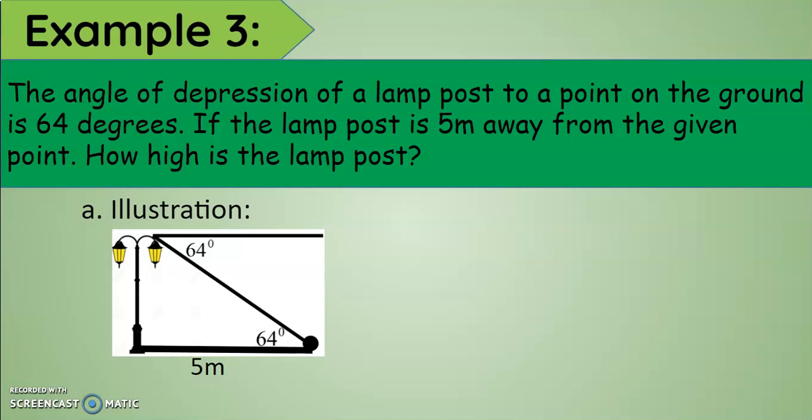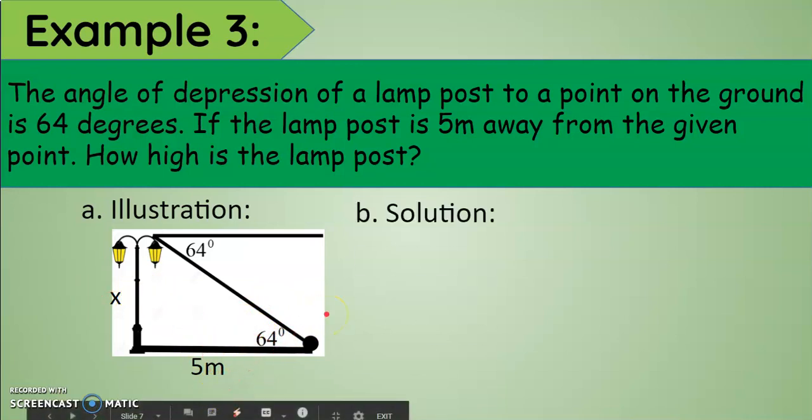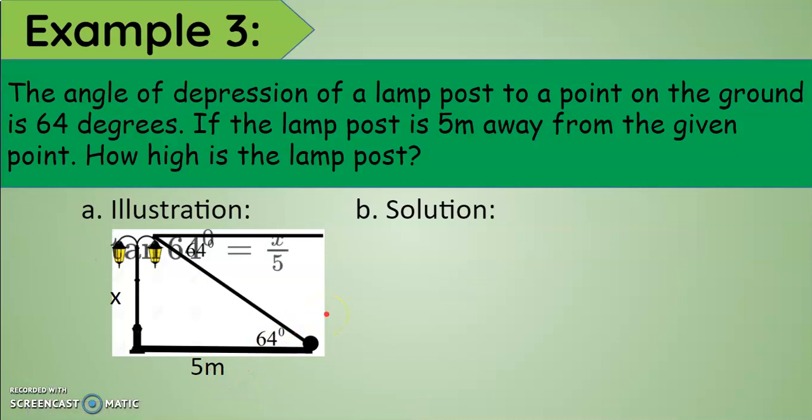Then, we have now the lamppost is 5 meters away from the given point. Okay, so what is our problem? We will represent it with variable x, which is how high the lamppost is. So we have now 64 degrees as your reference angle. So we have opposite over adjacent. So for your solution, we have tangent 64 degrees is equal to x over 5.